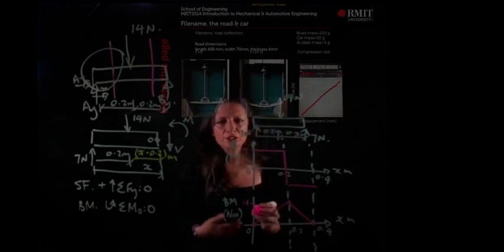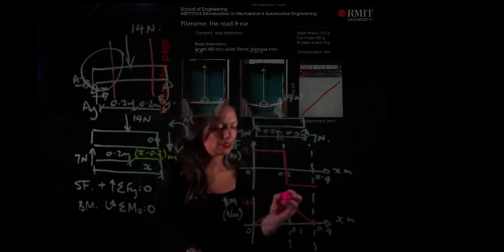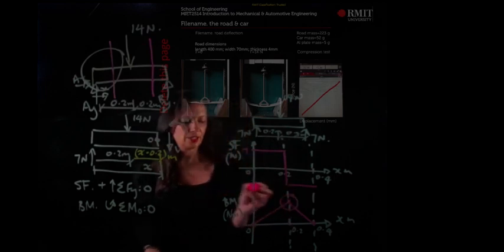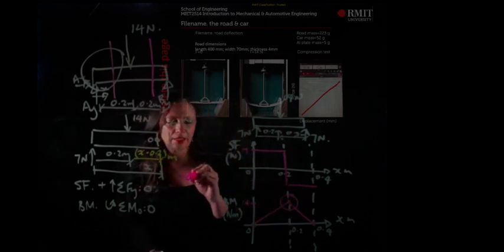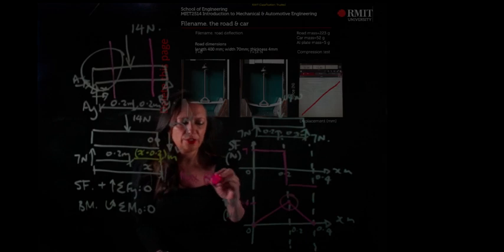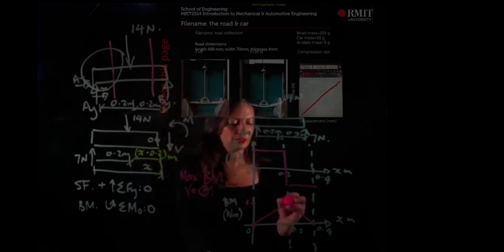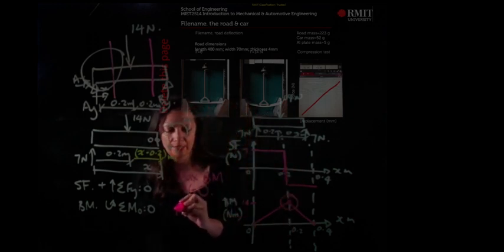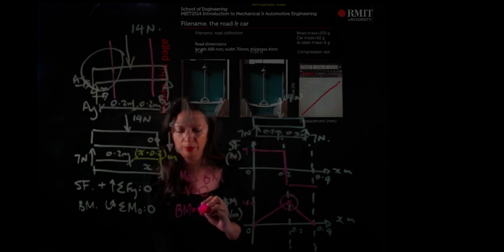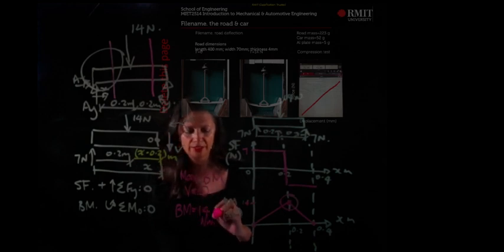So I want to know what the maximum bending moment is. It's at this point. The maximum bending moment occurs when V equals 0. So when V is 0, here is 0, your bending moment is going to be 1.4 newton metres.